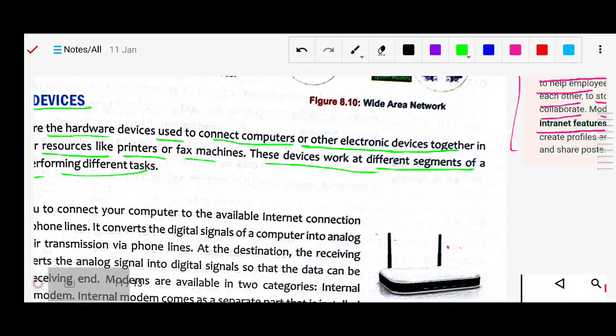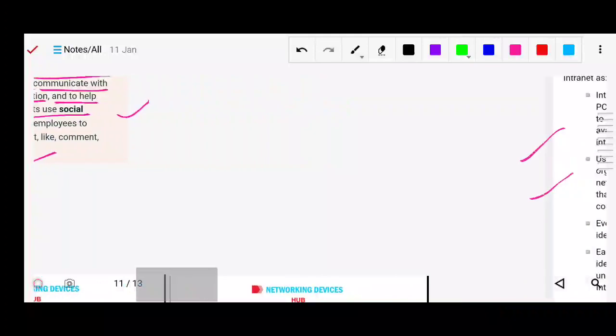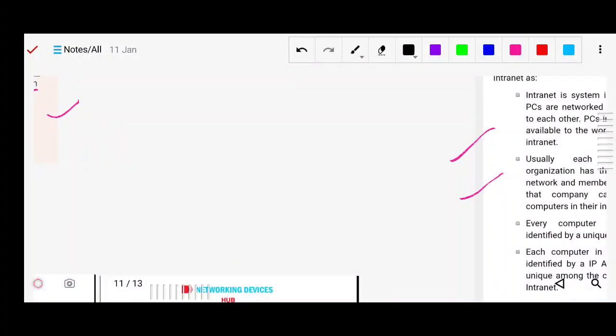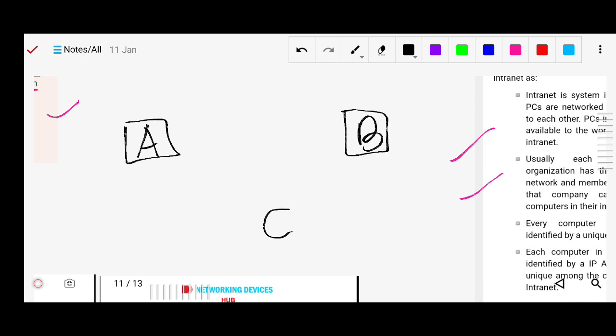As we talked about the network, a network means there are computers like computer A, computer B or computer C. In a network there must be at least two computers. If they are connected, they are in the network. If more than two, they are also a network. So suppose there are three computers and they are connected. This is the network. These all are connected.